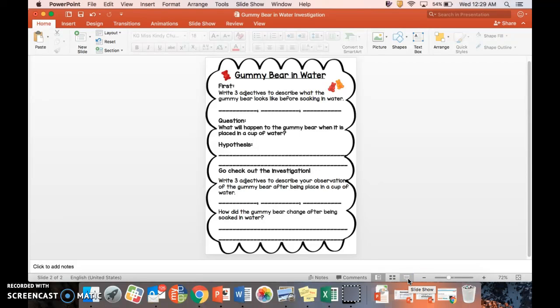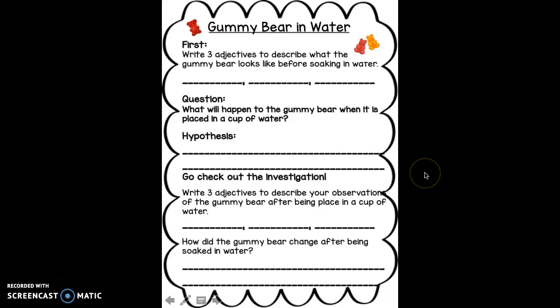Hi boys and girls. So today you guys are going to do a scientific investigation using the scientific method, or some of the scientific method. So the first thing you need to do, this is called gummy bear and water.